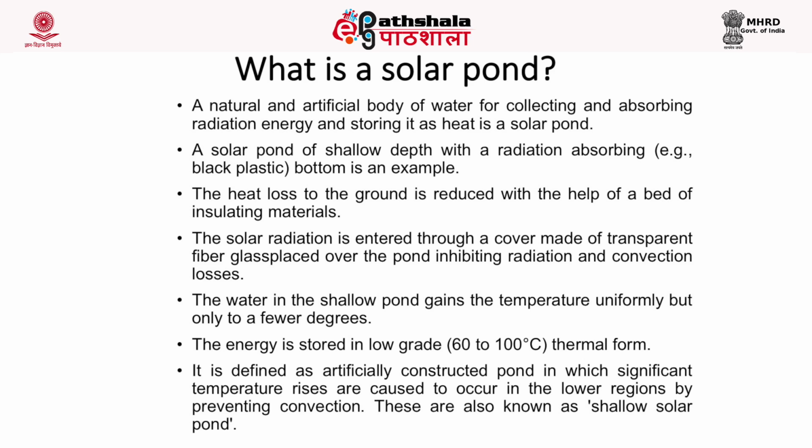So the solar radiation enters through a cover which is made of transparent fiberglass, which is placed over the pond, inhibiting radiation and convection losses. So it prevents these losses. Once the radiation comes into the pond, it is trapped there. The water in the shallow pond gains temperature uniformly, but only to a few degrees. The energy is stored in low grade thermal form, that is 60 to 100 degrees Celsius.